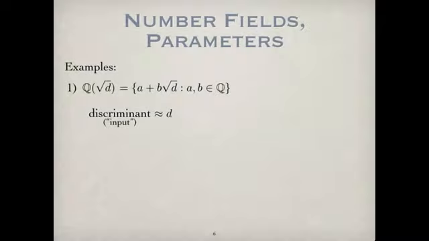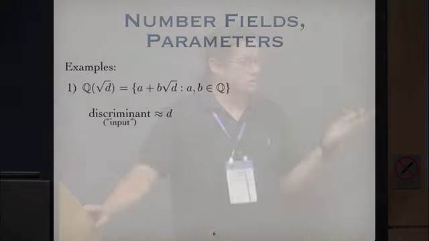D is a positive non-square integer. Okay, so this is a field. So you have addition, subtraction, multiplication, division of all these numbers. And the input to this problem, so I can describe to you that I want to work in Q adjoin square root D by giving you D. So you can think of D as being the input. When you generalize it to other fields, you talk about the discriminant. And so here the discriminant is something like D. So that's the input size.